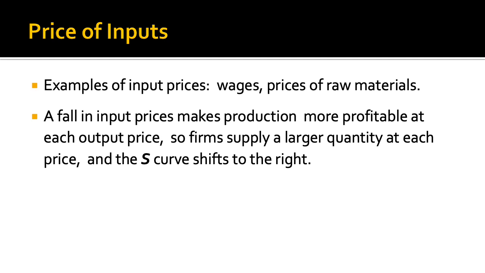For example, if we increased wages by 10%, you'd have an actual shifting inward, or a reduction in supply. And a fall in input prices, a reduction in the price of inputs, will make it more profitable at each price to produce goods, and therefore you'll have more output produced.